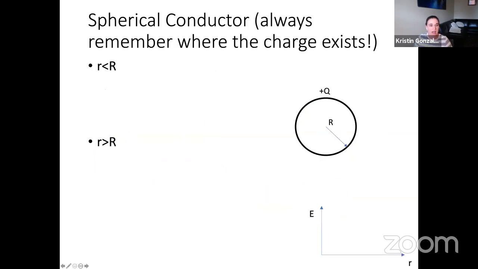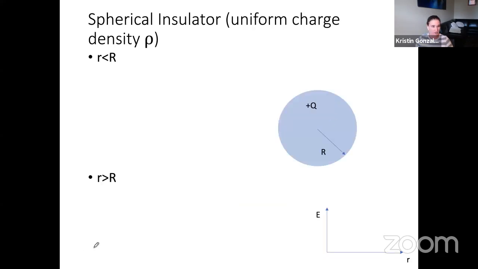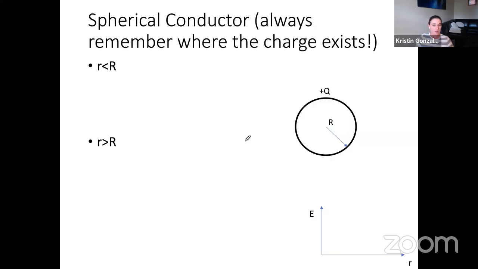Let's now look at if we have a conductor. I put in parentheses here nice and big: always remember where the charge exists. So let's see if we can set up our Gauss's law equation. Let's look at when we are at a distance r of less than big R, so we're inside. Again, I'm going to draw my Gaussian surface. You can draw it any size. It doesn't matter if you draw a small circle, as long as your Gaussian surface is going to be less than R.